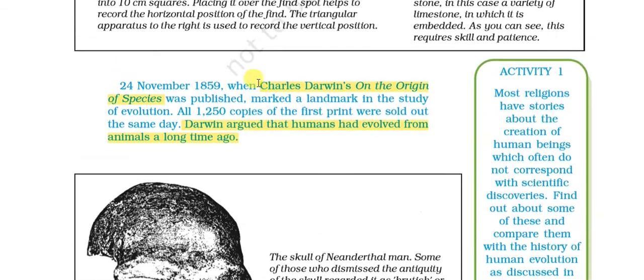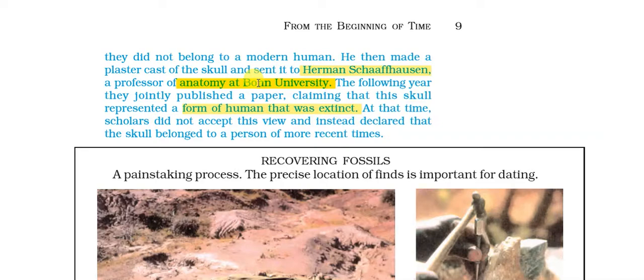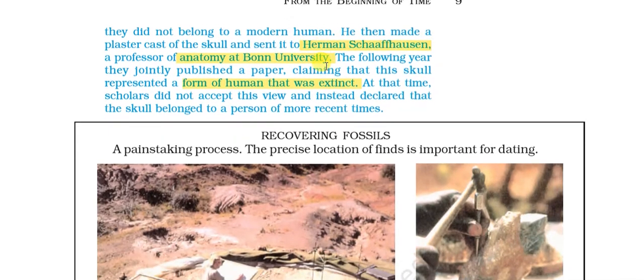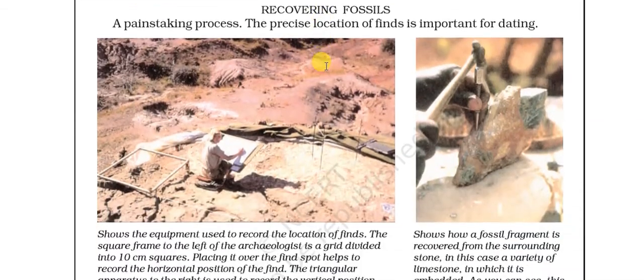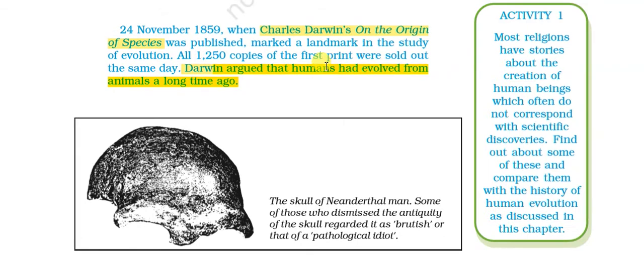Okay, now to compare, this is what is being done by Carl Fuhlrott and Hermann Schaaffhausen. They have published a paper, and Darwin has published a book. Both are talking about evolution. Now, very interesting now.